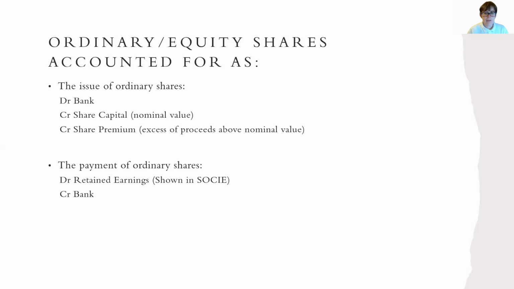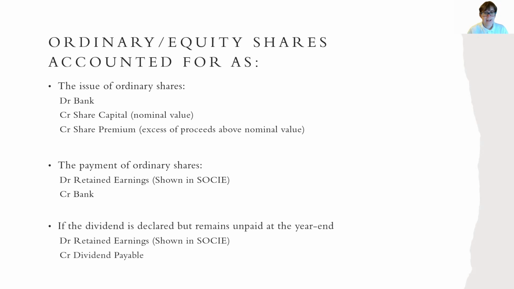So for the payment of ordinary dividends then, we would debit retained earnings, which would be shown in the statement of changes in equity, and we would credit our bank account. If the dividend is declared but remains unpaid at the year end, we would debit retained earnings and we would credit the dividend payable.